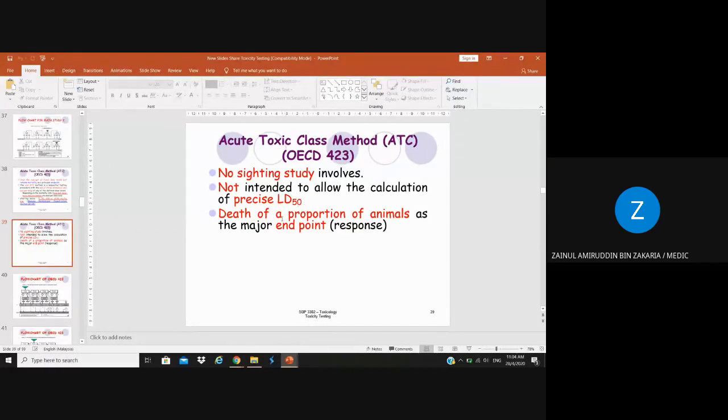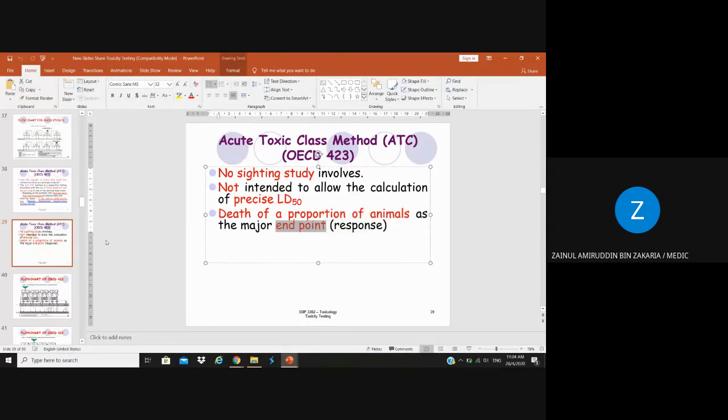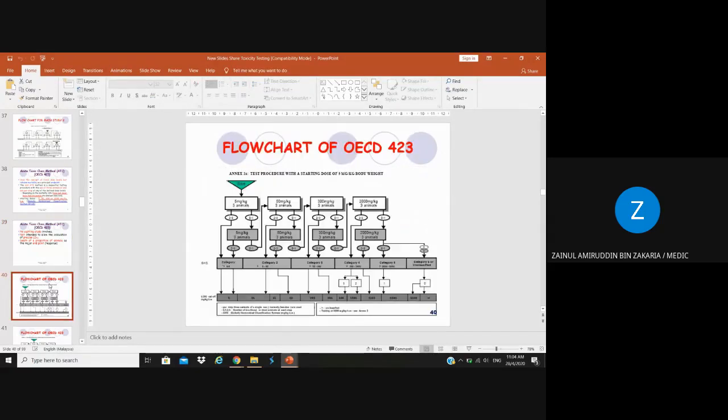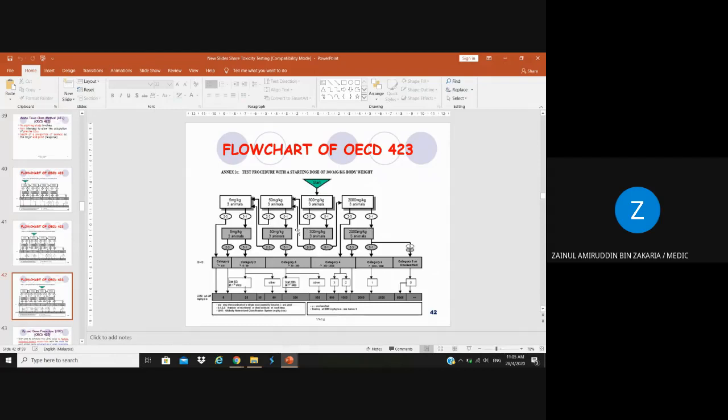So that is a proportion of animals. Let's say you use 2 to 3 animals die from the injection of that dose. That is the endpoint. You stop the experiment. So you can go back and look at the flow chart, almost similar, but there is no ABC. There is only based on the proportion of animal death.